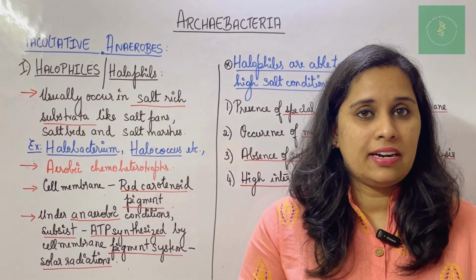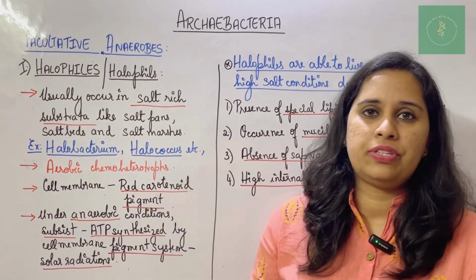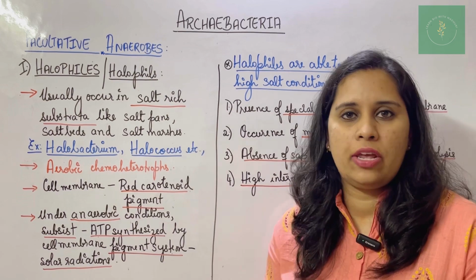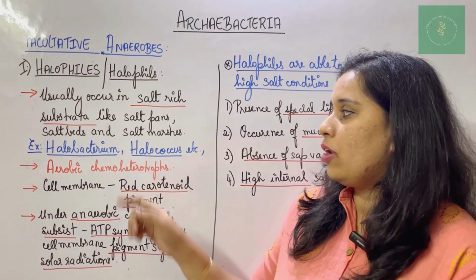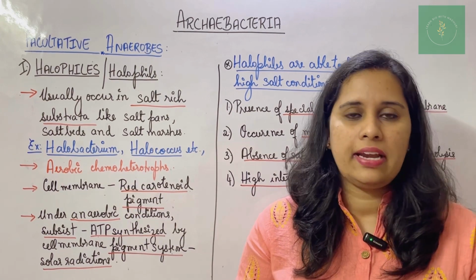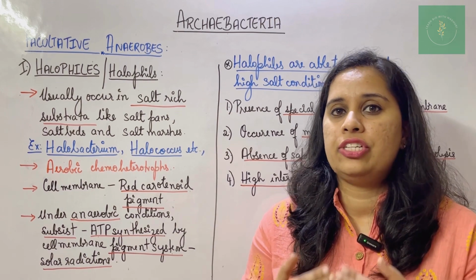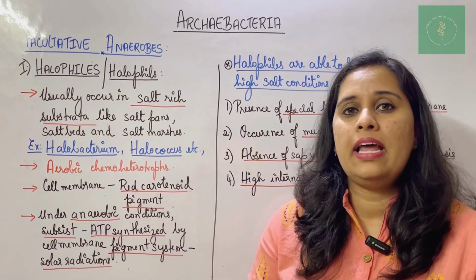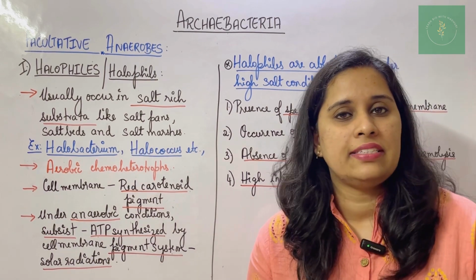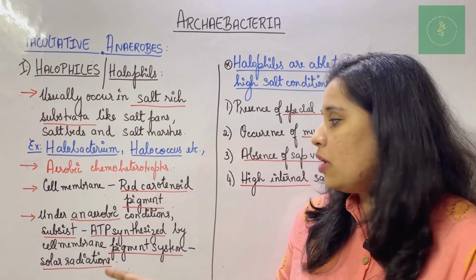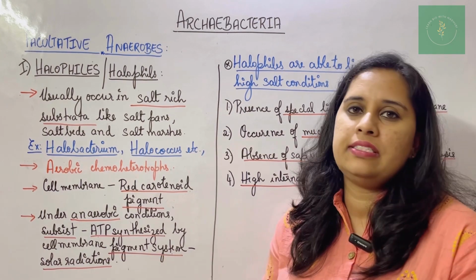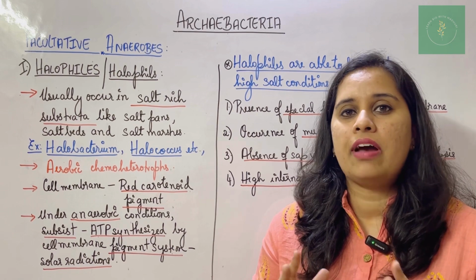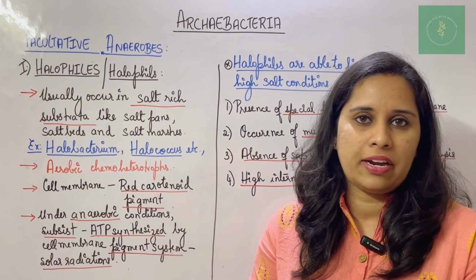We have already learned that facultative anaerobes can equally live in aerobic conditions as well as anaerobic conditions. Under aerobic conditions, I've already explained. Under anaerobic conditions, how do they survive or subsist? They subsist with the help of ATP, which is synthesized by the cell membrane with the help of the pigment system and solar radiations, because of which they can live comfortably in anaerobic conditions.